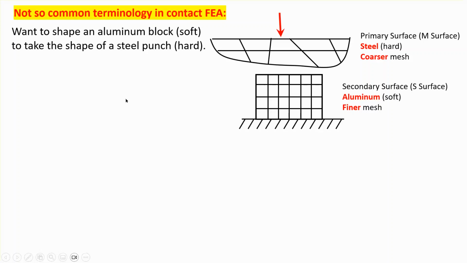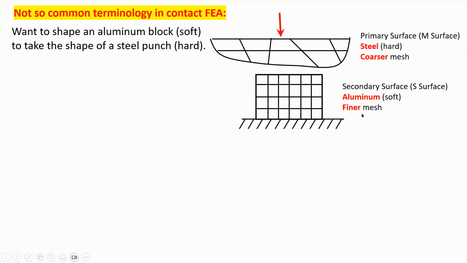non-common terminology in contact. Suppose we have an aluminum block here and we are pressing with a punch against it, which is made out of steel. So the punch up there is hard, it's steel. The block down here, which you want to reshape, is soft, let's say it's made of aluminum. I call this punch primary surface, M surface. And I call the block that we want to change shape secondary surface. Primary, secondary. M surface, S surface.